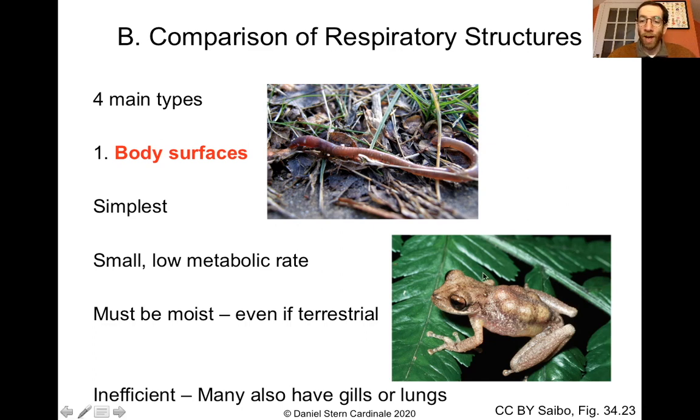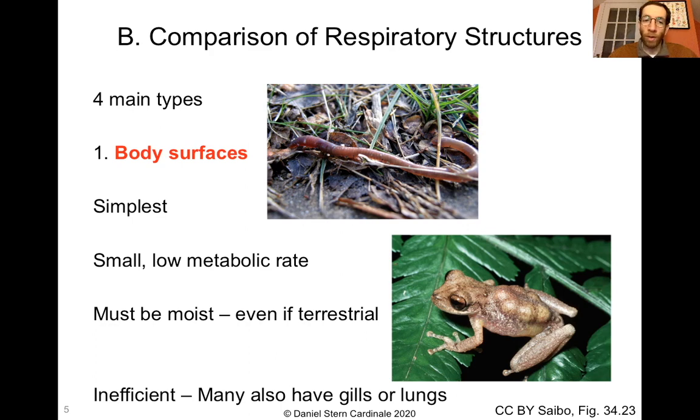Other examples include amphibians, which are doing it kind of to supplement their lungs, which are not great. One commonality that we see in all of the organisms that use the skin as a respiratory structure is that it has to be moist, even if you live on land, and this creates a challenge because organisms like amphibians are at risk of drying out if they're not at least near a watery environment. This is one reason, in addition to reproduction, why amphibians must live near water for their entire lives, even if they are terrestrial.